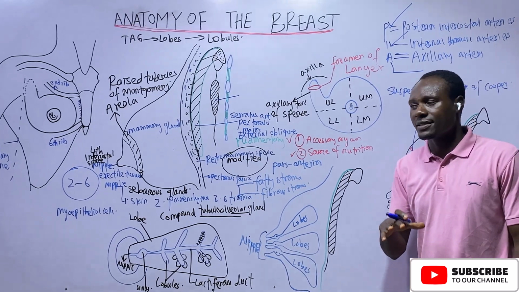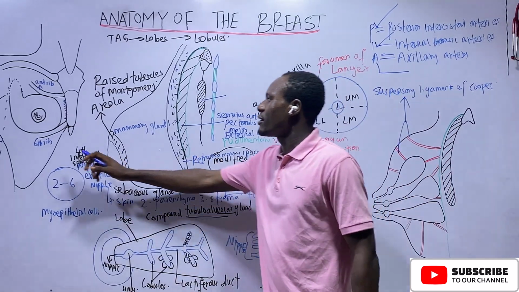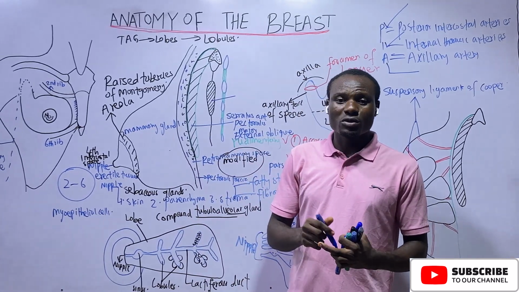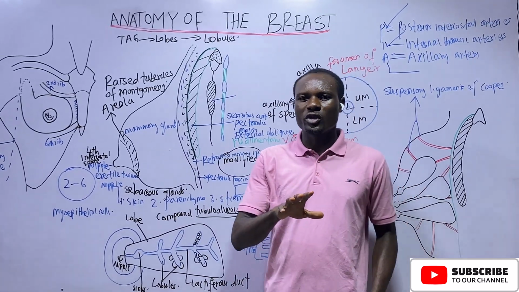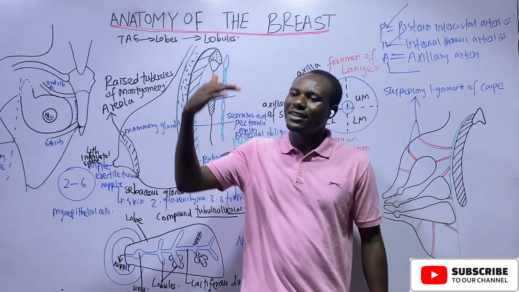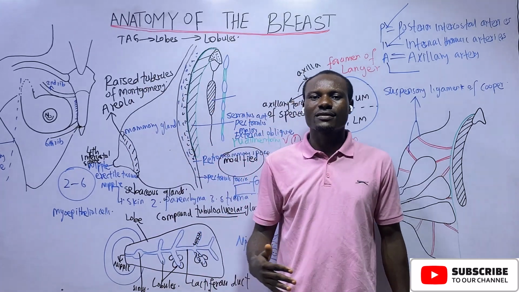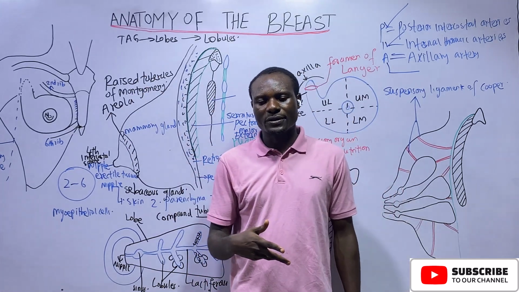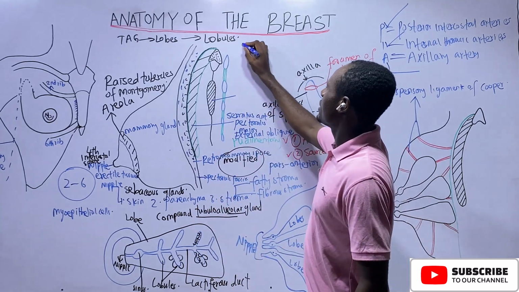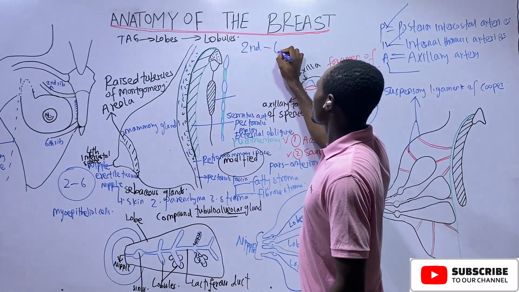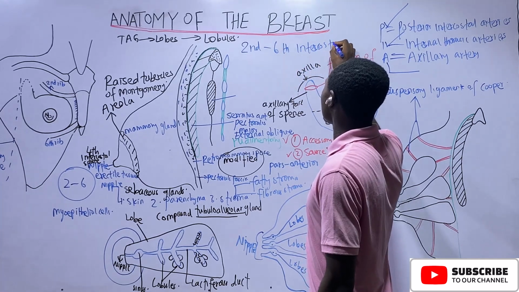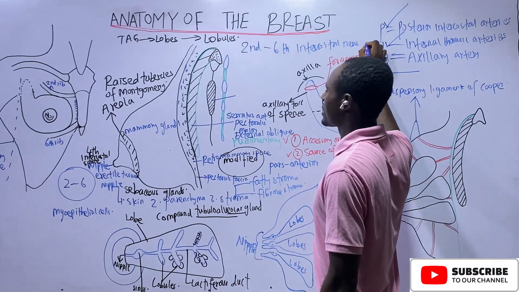So how about the nerve supply? The nerve supply is simple. The breast extends from the second rib to the sixth rib. So definitely, the second to sixth intercostal nerves, we are never going to neglect that. For the fact that it occupies this region, you have the second to the sixth intercostal nerves supplying the breast. That's the simple way to remember that. So the breast is supplied by the second to sixth intercostal nerves.